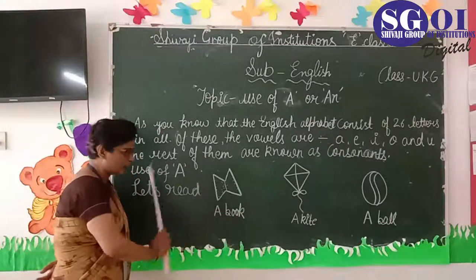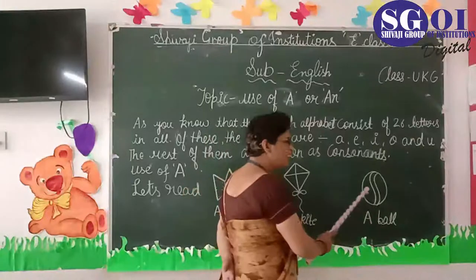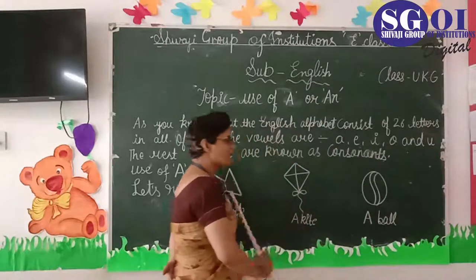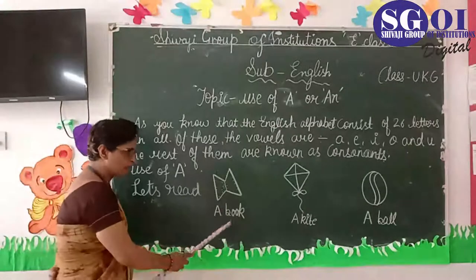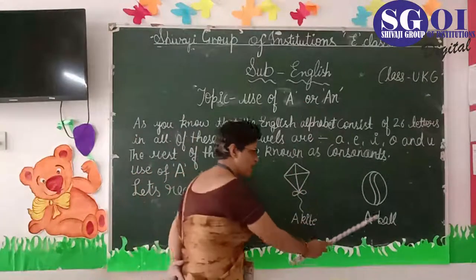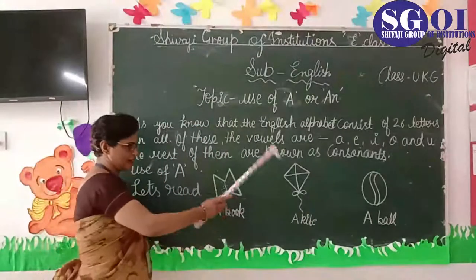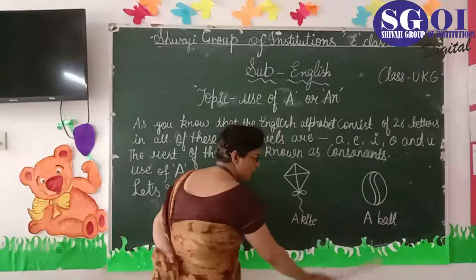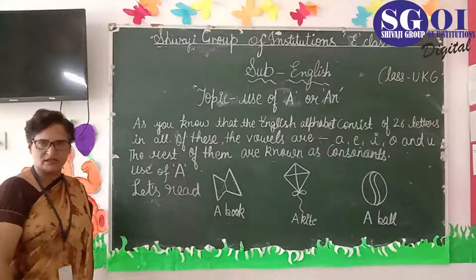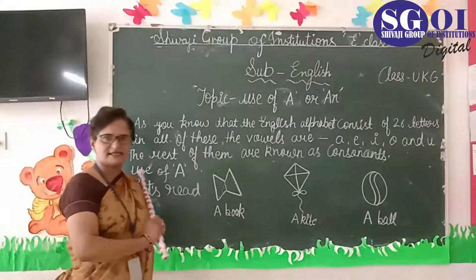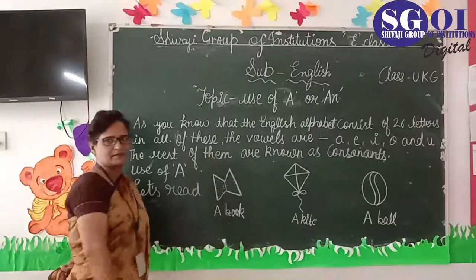A book. A kite. A ball. These all are singular numbers. A book, a kite, a ball. A book. And starts with consonant sound. So we will always use A before consonants.